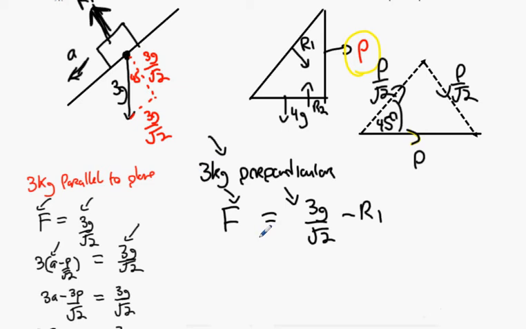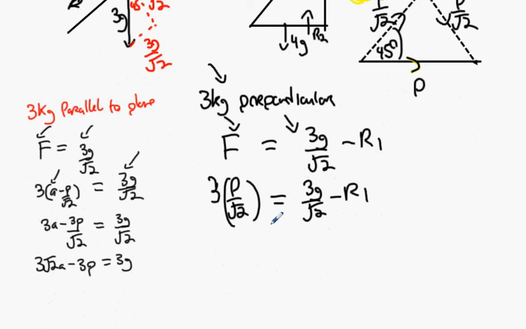What is actually its acceleration going in that direction? Anybody? P over root 2. Remember, because the particle sits on the wedge, the wedge's acceleration basically acts as its own, so you have to add it to its own one, okay? And then that equals 3g over root 2 minus R1. Then I'm going to multiply both sides by root 2. Everybody alright with that? Okay, so that's the second one.